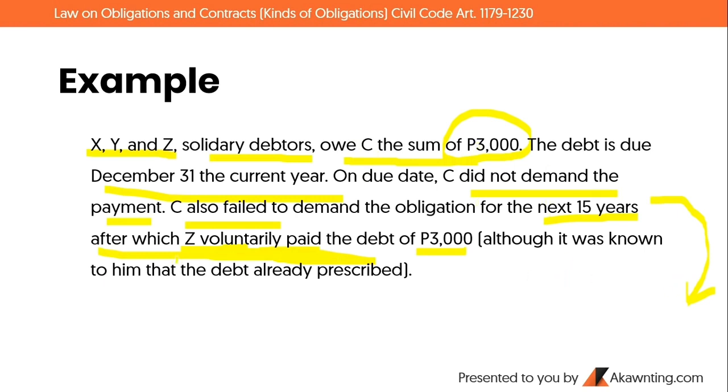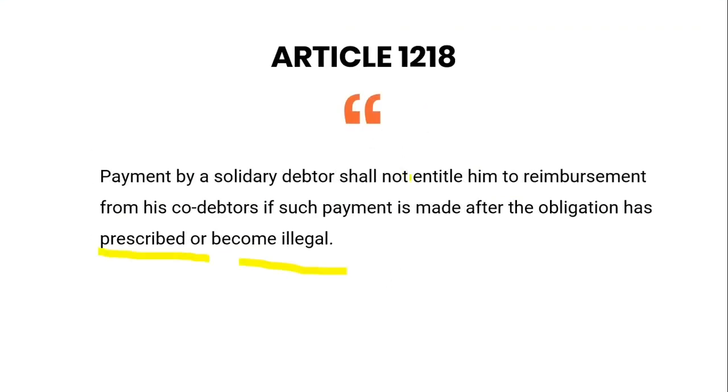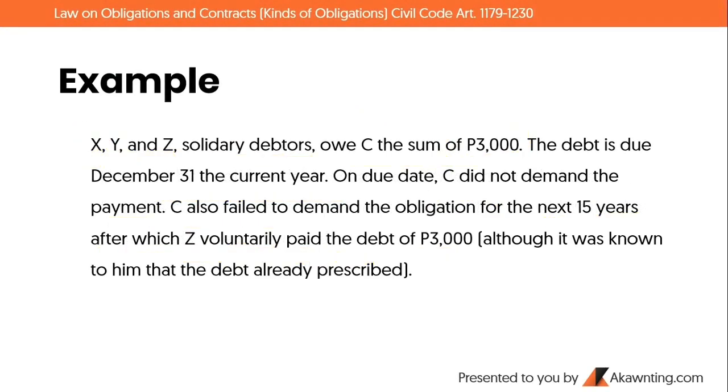Ang tanong, si Z ba, pwede siyang mag-claim ng reimbursement from X and Y, which is naturally yun ang nangyayari sa isang solidary debtors? The answer is no. Okay? Because according to Article 12.18, hindi na pwedeng magpa-reimburse from his co-debtors if such payment is made after the obligation has prescribed or becomes illegal. Okay? Very straightforward lang po yun.